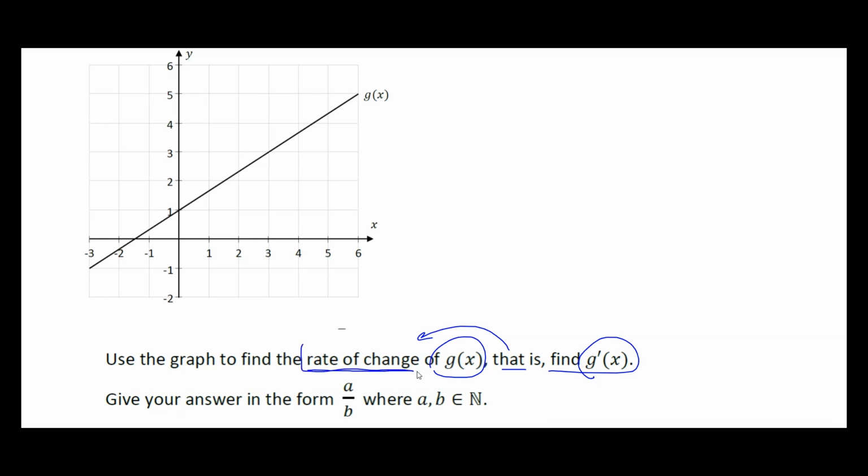Because rate of change is another word for derivative. Why? Because derivative talks about a change of a line. It gives it a value, it gives it a rate, that's what that word means, but it basically defines how our line is changing. And then they are saying, give your answer in the form A over B, where A and B belong to natural numbers. But how do we solve that? So basically, they are saying, find the derivative of g.